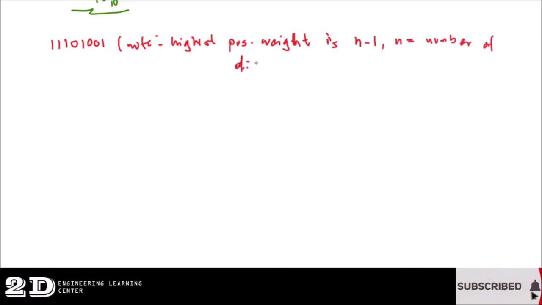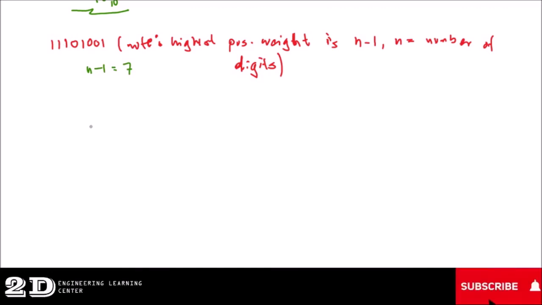So this will just be the shortcut in order for us to know what will be the first positional weight that we are going to consider, what is the highest positional weight that could be achieved given the number of digits. So for this one, 1 2 3 4 5 6 7 8, so we have n minus 1, so n minus 1 is equal to 7. So our first digit here, the digit to the left, will have a positional weight of 7. Okay, so let's have our answers.